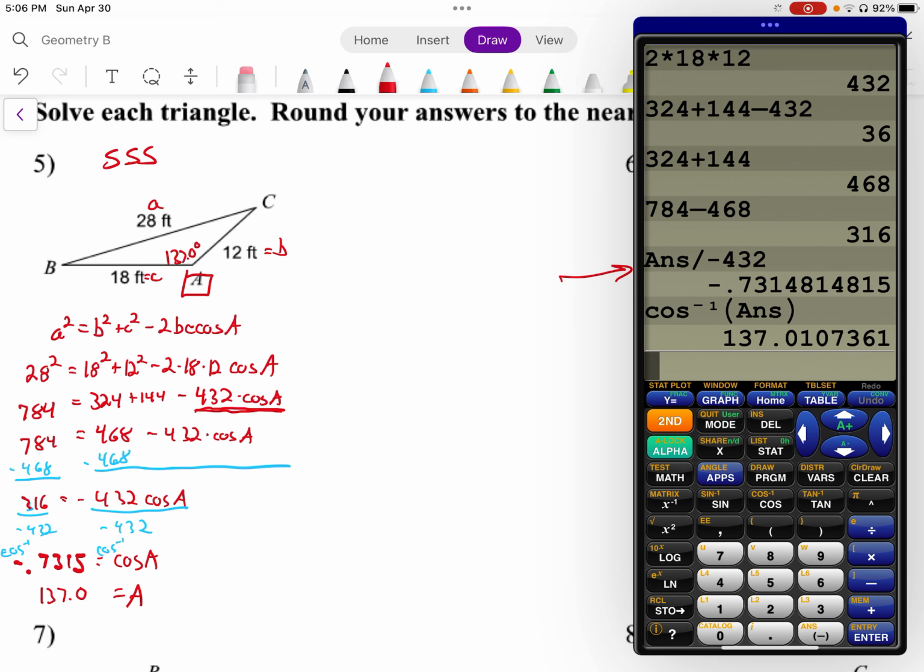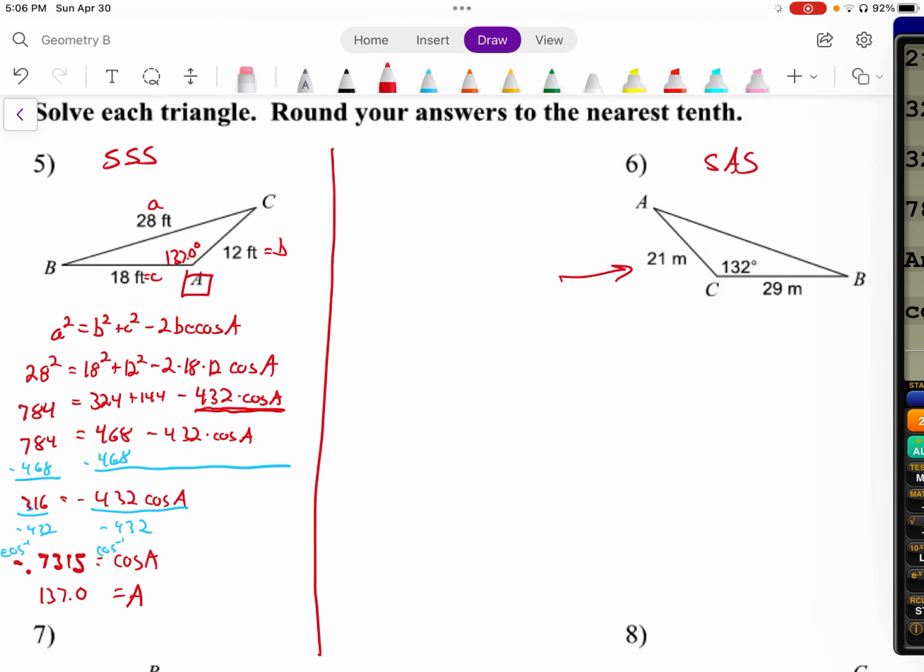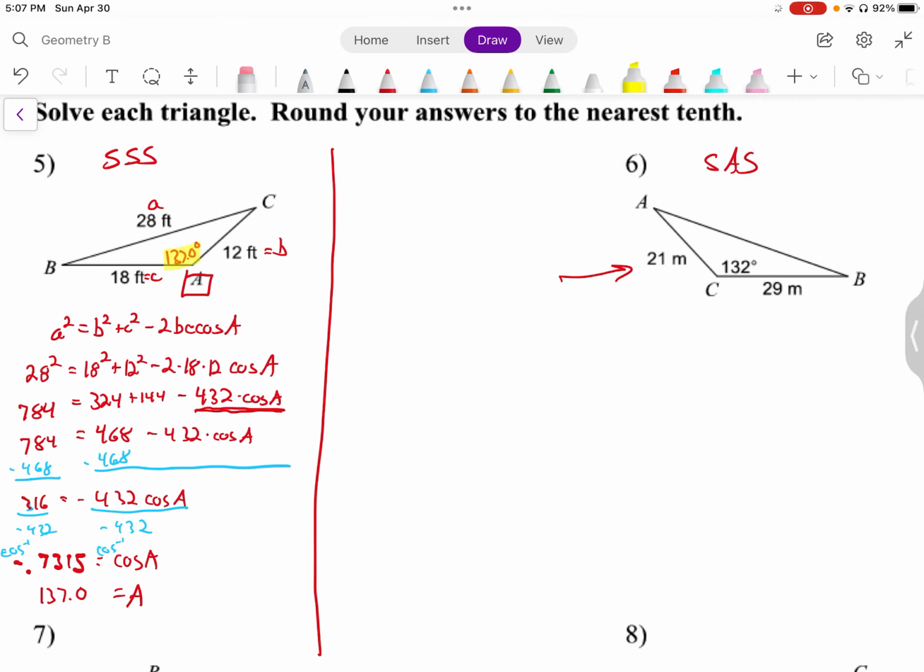Now that we have one of the angles, we go to law of sines. You still could use law of cosines, but I usually go back to law of sines because I think it's a little bit easier. Because now we have an angle and side that are across from each other that we know. And if we do that, we have all 3 sides, we can then find another angle over here. So let's do that.